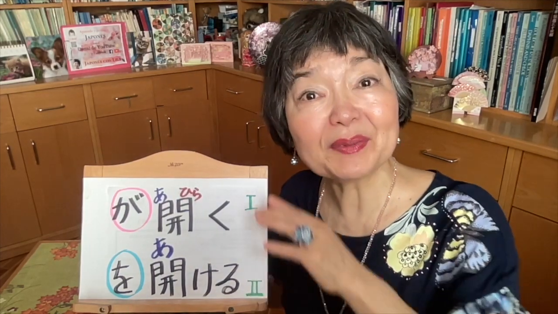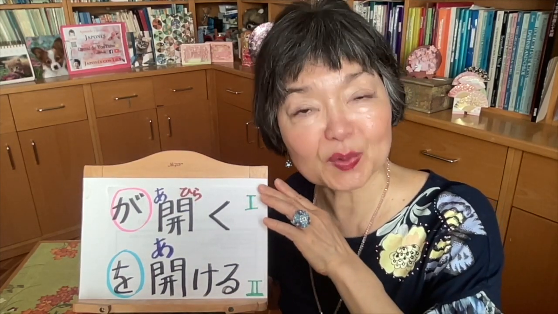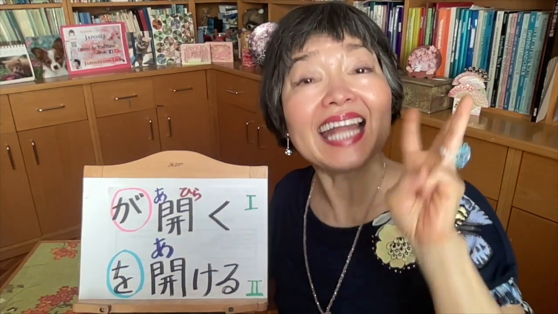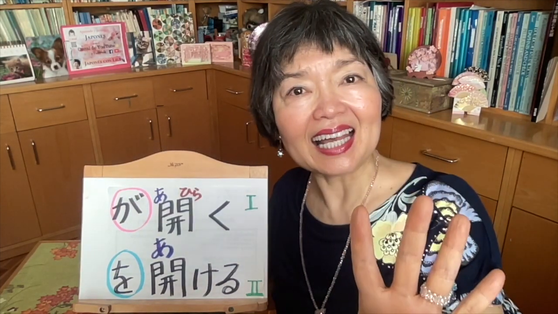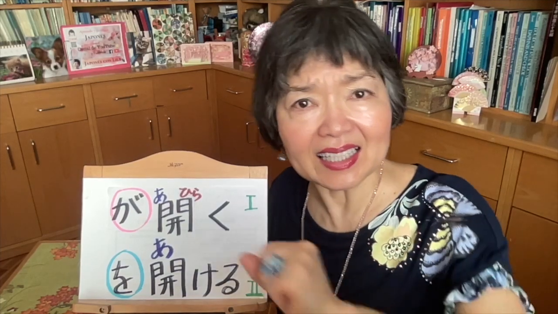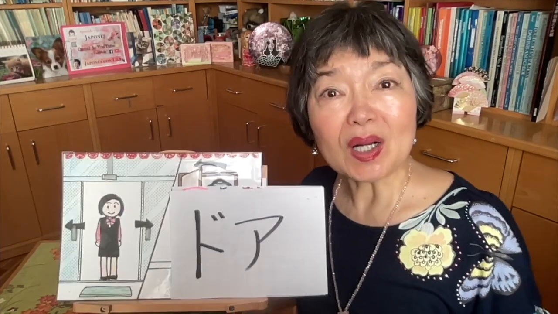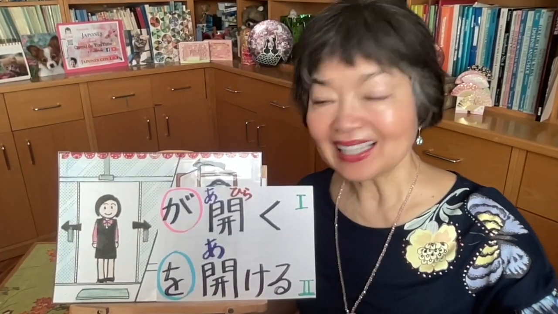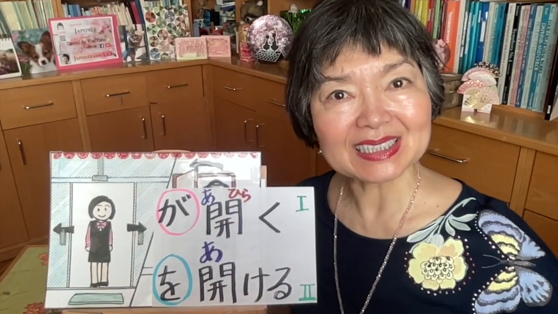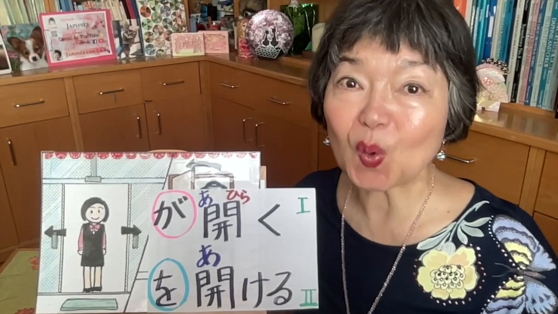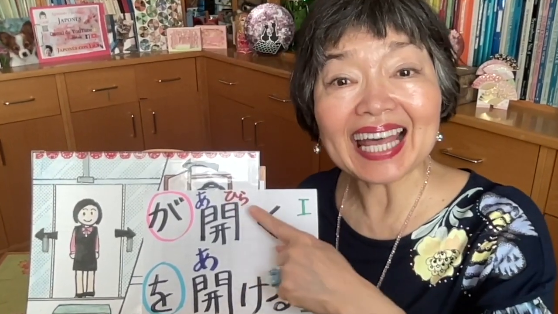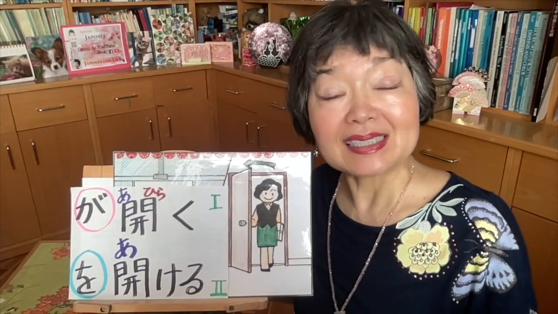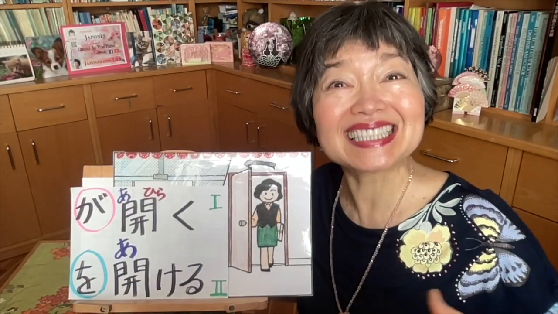And in the case of 開ける, this is also group one. 開く, 開きます, 開いて, 開いた, 開かない. The door opens by itself. ドアが開きます。I open something or someone opens something.